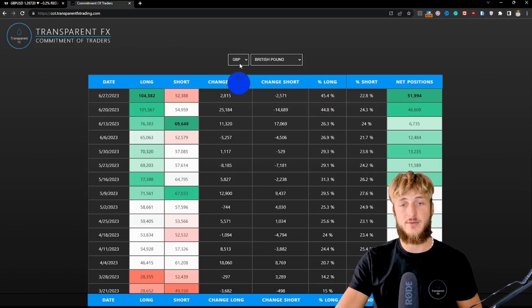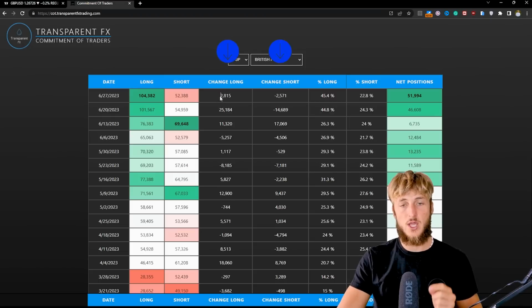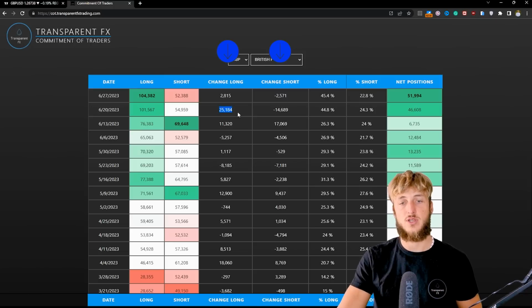So if you're checking the data for the GBP, you're actually already checking GBPUSD. And what we can see is that with the last report alone, we had 2,800 longs added from an institutional perspective and 2,500 shorts getting closed. We can also see how with the report before this, we had 25,000 longs getting added and 14,000 shorts getting closed.